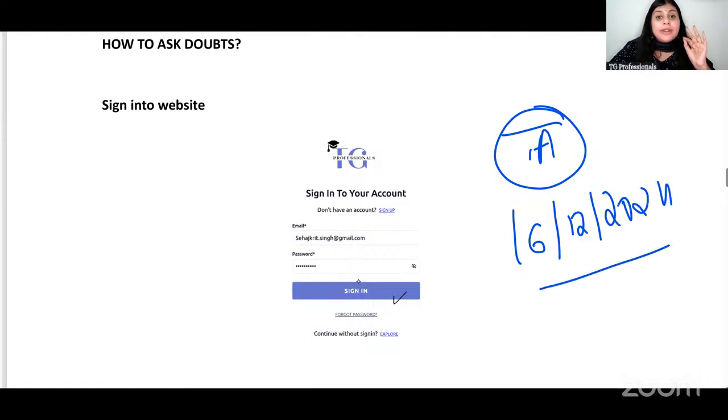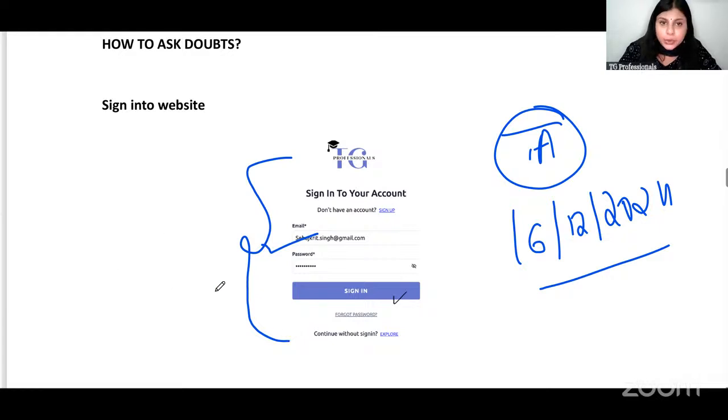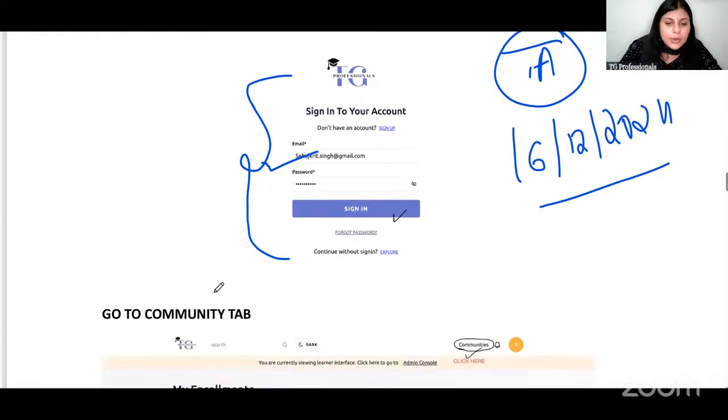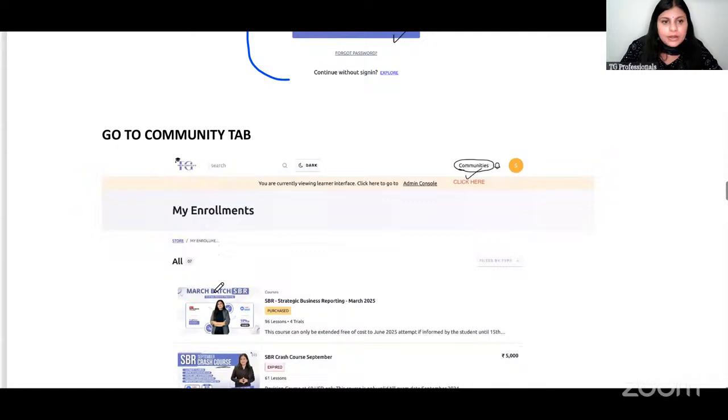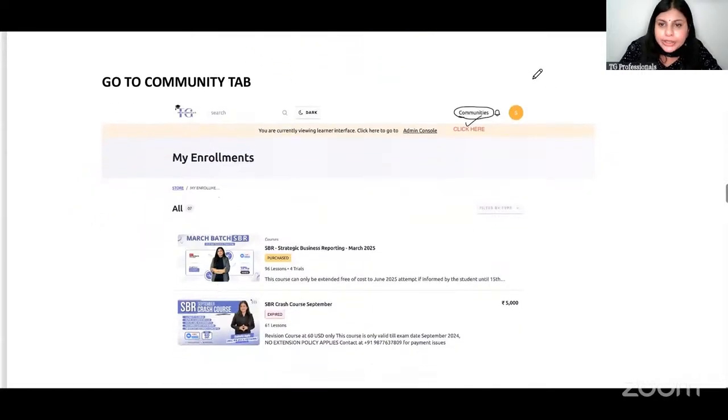you will be given access to a community on the portal. We have developed this community on our website. For example, this is one of our students. You have to use your credentials and log in to the website. Then you have to go to the top. On Monday, you will start seeing a community section.